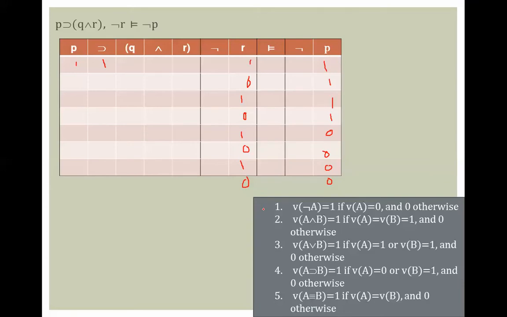Alright, now for the NOT rule, I use the NOT rule over here: if A equals 0, then not A equals 1, otherwise it's 0. So in other words, what NOT does is just flip the switch, right? If P is true, then not P is false.